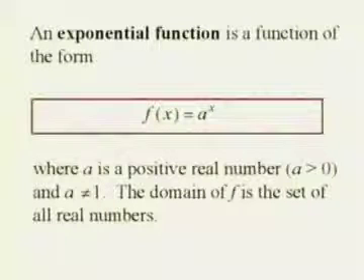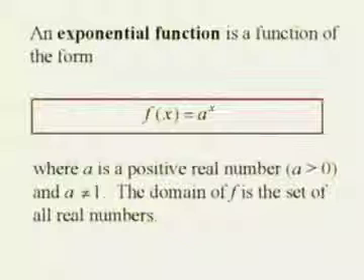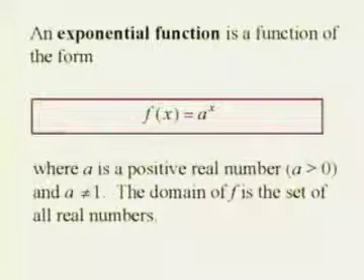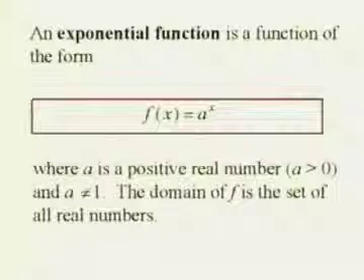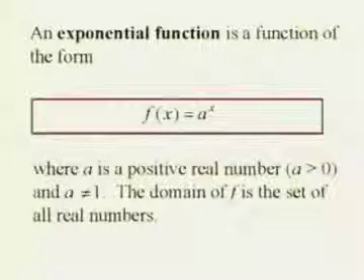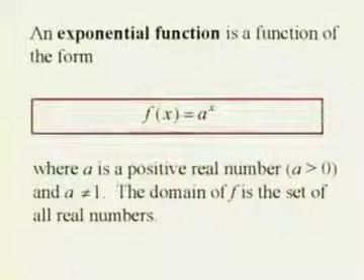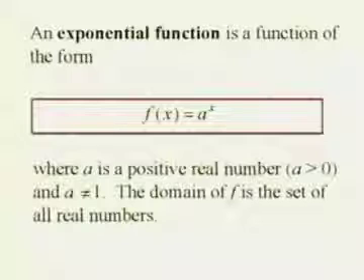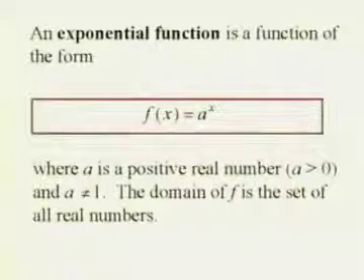Why does a need to be positive? A needs to be positive so that we can have a domain of all real numbers. For example, suppose that a was -2. Could we then evaluate f of 1/2? No, because f of 1/2 would equal -2 to the 1/2 power, which is the square root of -2. That wouldn't give me a real valued output.